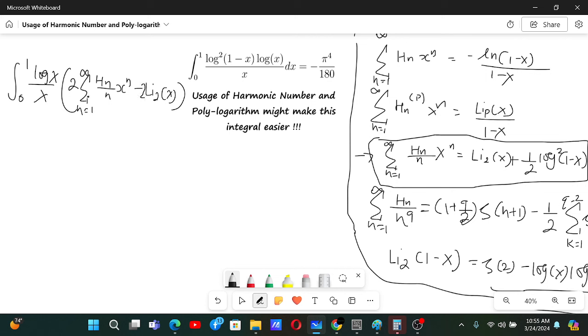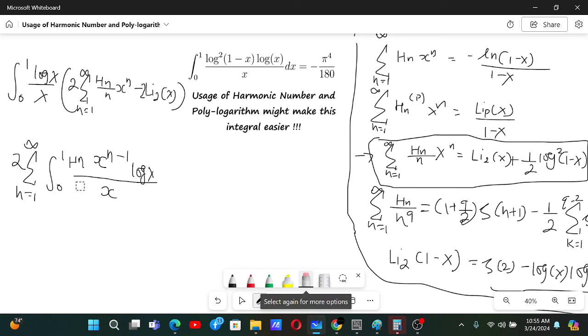And what can we do after this? We can basically separate this into two integrals. So let's say 2 times the sum from n equals 1 to infinity, integral from 0 to 1 of Hn x to the power n minus 1 log x. Is it? Hn x to the power n minus 1 log x, not divided by x. Sorry for this.